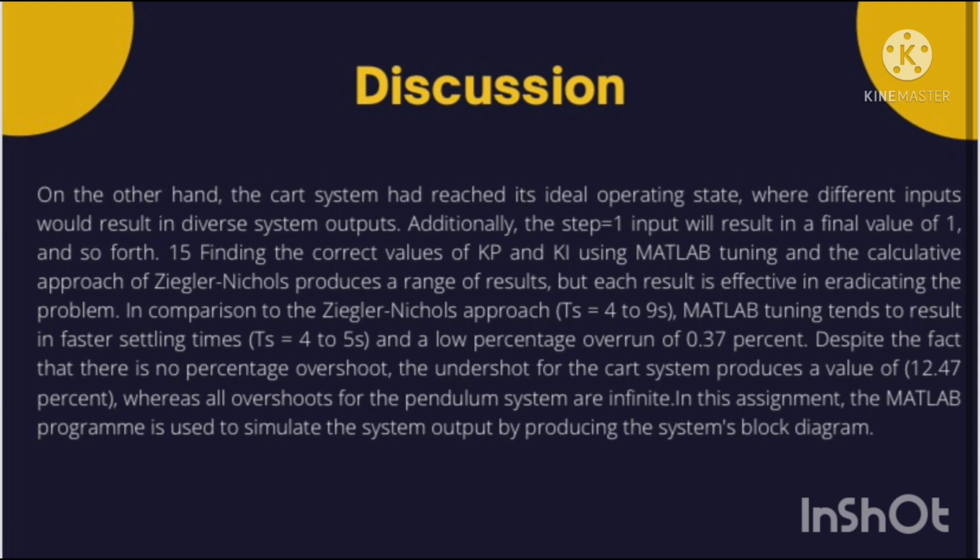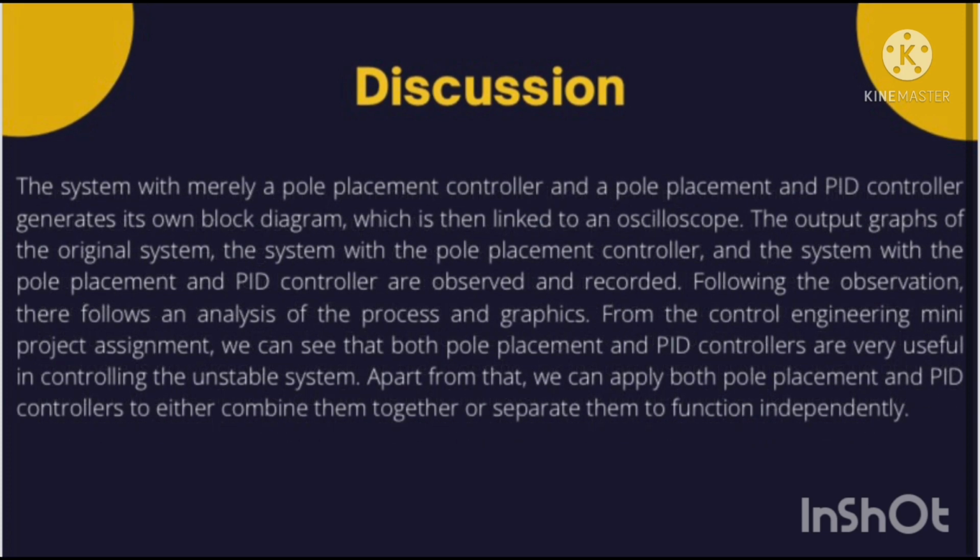In this assignment, the MATLAB program is used to simulate the system output by producing the system's block diagram. The system with merely a pole placement controller and the system with pole placement and PID controller each generate their own block diagram, which is then linked to an oscilloscope. The output graphs of the original system, the system with the pole placement controller, and the system with the pole placement and PID controller are observed and recorded. Following the observation, there follows an analysis of the process and graphics.